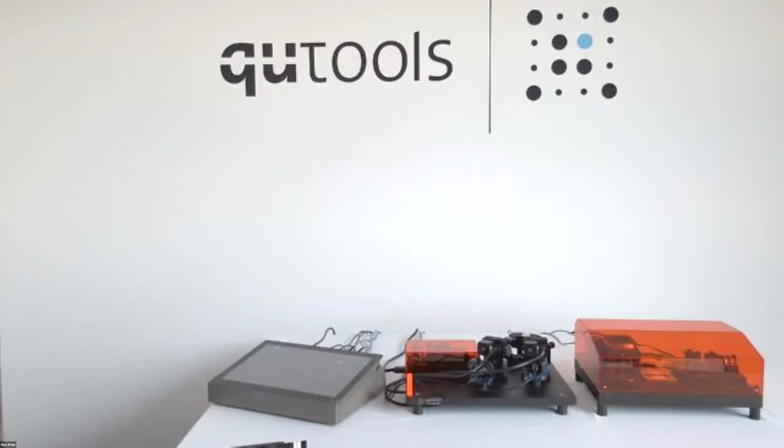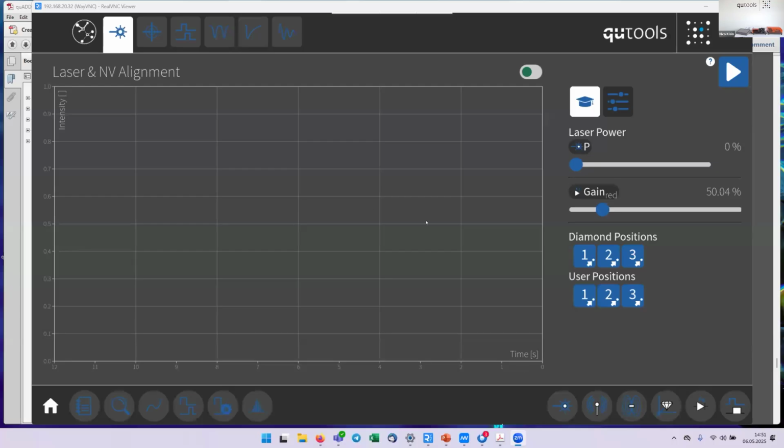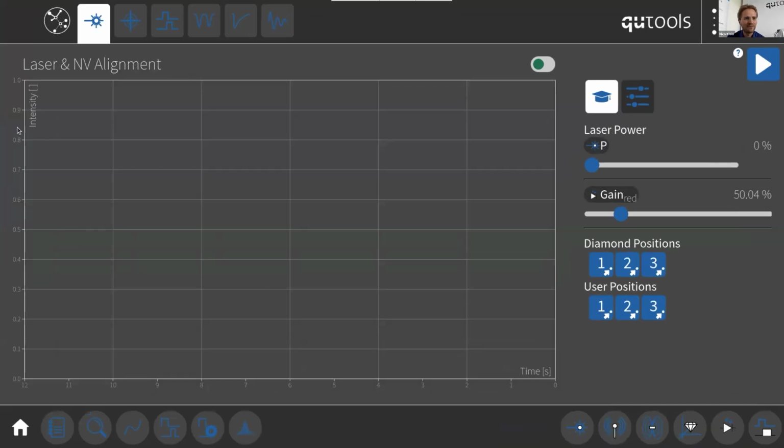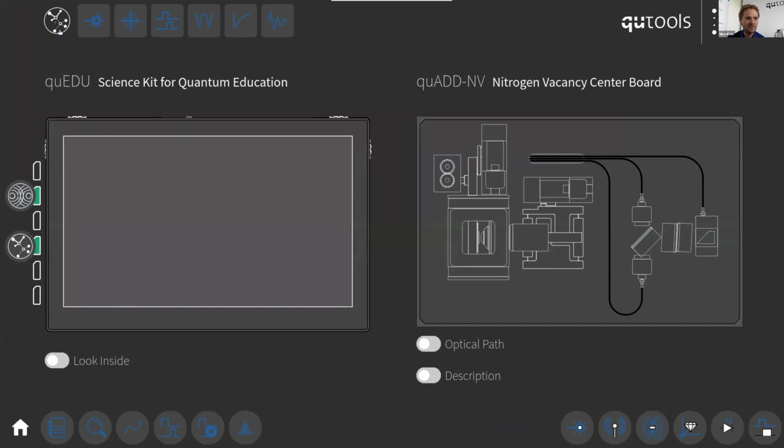Yes. So I'm going to share my screen again. So you're seeing the screen of the device again. Okay. And here I've now activated the NV center in the software. And so you can see the experiments that we have intended in the GUI at the moment.